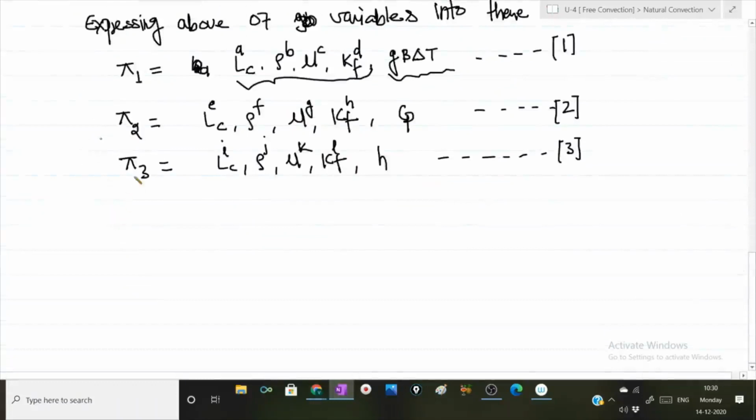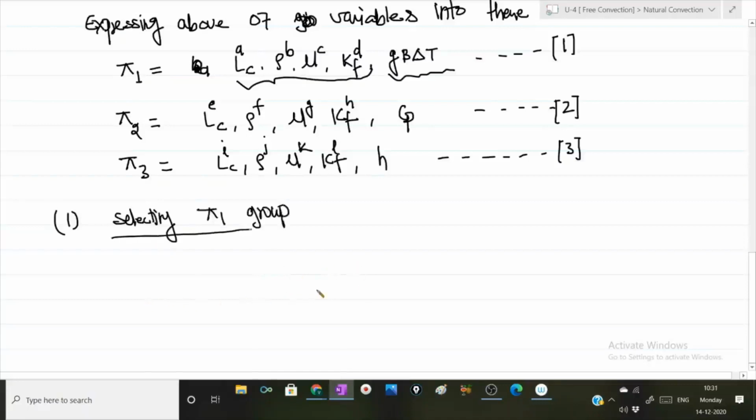Now let us select these non-dimensional groups one by one, to express them or to find out the relationship between them. So, selecting the pi1 group and expressing all of these variables into their primary dimensions.